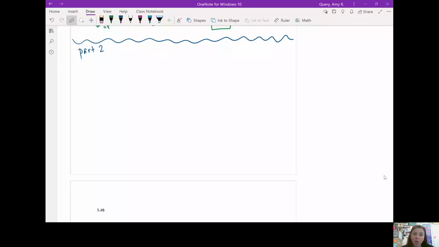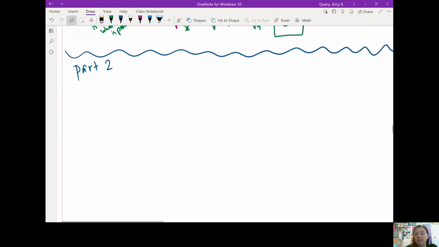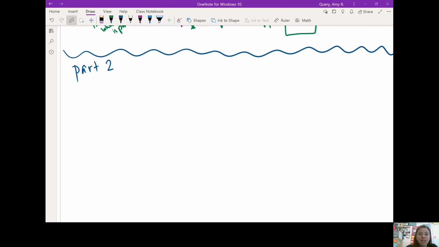All right, y'all, here is part 2 of 5.4a. Part 2 is still going to use double angle identities and half angle identities and maybe some power reducing identities. Probably not, those ones we don't use as much. It's just a continuation of what we did yesterday. So we're going to start off with example 4.